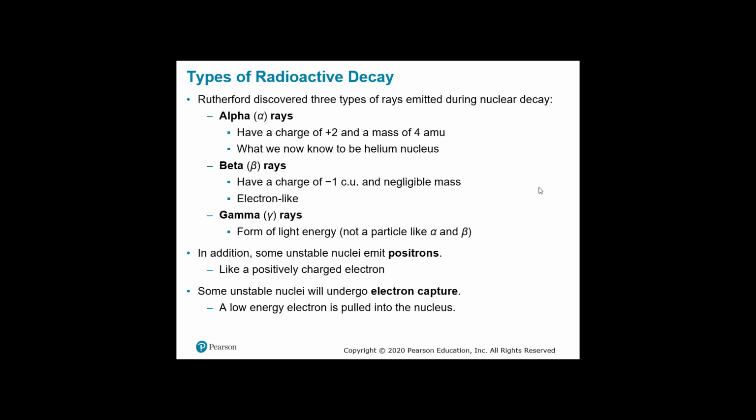It's just light energy. In addition, some unstable nuclei emit positrons, which are the exact opposite of an electron. So it's a positively charged electron. And then we have an unstable nucleus which undergoes electron capture, which is also called K capture, capital K capture. It's a low energy electron. It's pulled into the nucleus and changes. I'll go into that later.